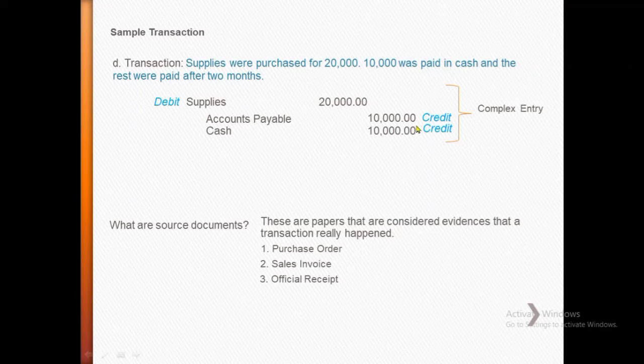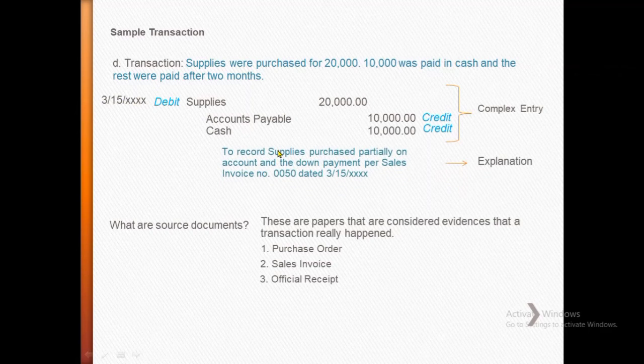Now guys, I would like to tell you that this is not a complete journal entry. Actually, a complete journal entry includes a date, 315xxxx, and of course, an explanation of the transaction, which here is to record supplies purchased partially on account and the down payment per sales invoice 0050 dated 315 for excess. And aside from that, you are going to have a number sign if this is already the last transaction for the day. So that's it for journalizing.